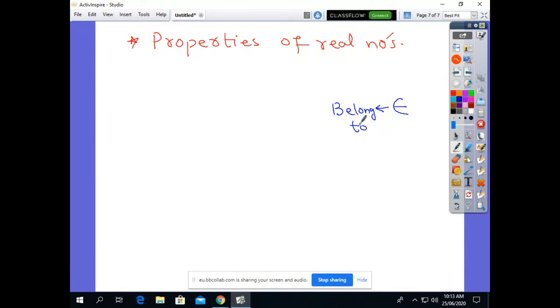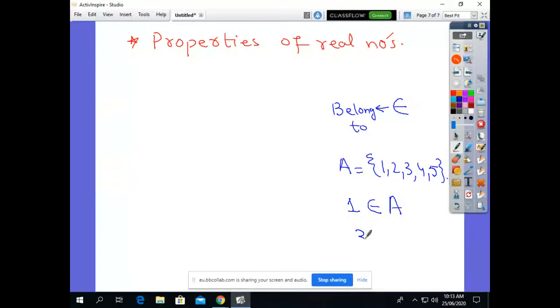Belongs to means, for example, we have a set A which is 1, 2, 3, 4, 5. We see there are 5 elements in set A: 1, 2, 3, 4 and 5. 1 is in the set A. The number 1 belongs to the set A. That's why we write 1 belongs to set A.